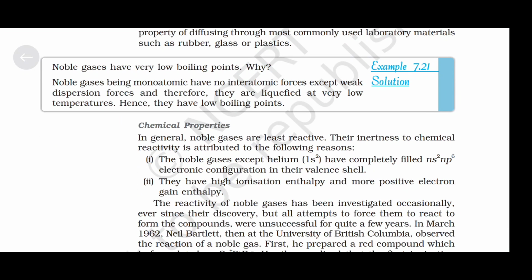Example 7.21. Noble gases have very low boiling points. Why? Noble gases, being monoatomic, have no interatomic forces except weak dispersion forces, and therefore they are liquefied at very low temperatures, hence they have very low boiling points.